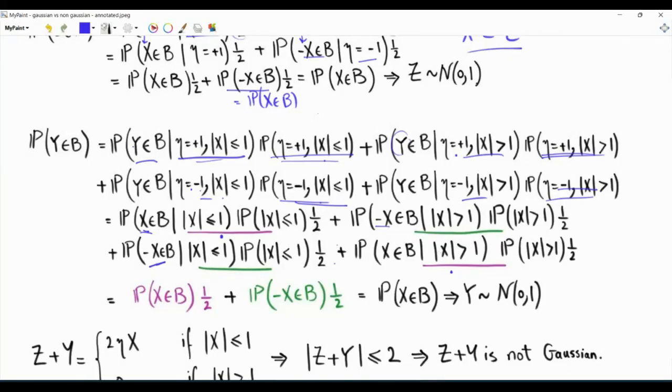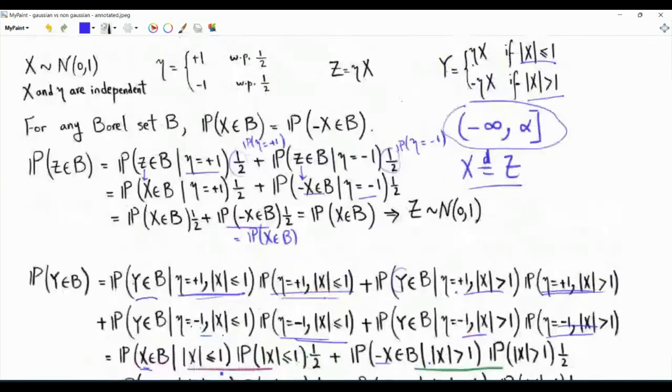So these two guys can be combined as the probability of x in Borel set B, and there is a factor of 1/2. Similarly, these two guys can be combined as the probability of -x in Borel set B, multiplied by 1/2, but this is equal to that due to the symmetry of the distribution. Then we also have this sum here equal to the probability that x is in Borel set B, which means that x and y share the same distribution. Y, like z, is a standard Gaussian random variable.